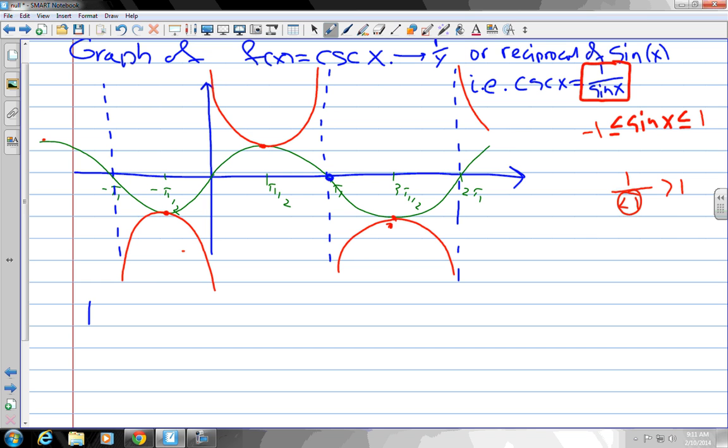So what's the domain of this function? Go ahead. Right, so all x's except for pi k. Right? How about the range?